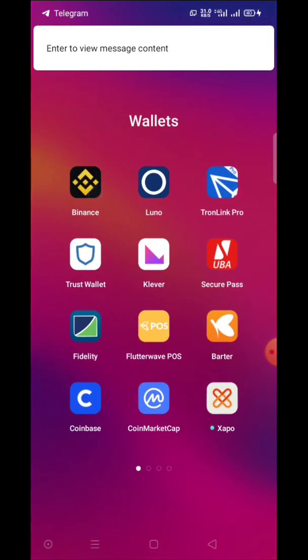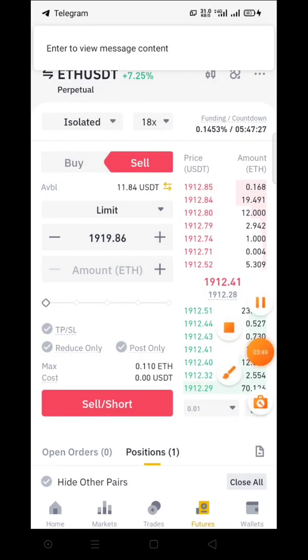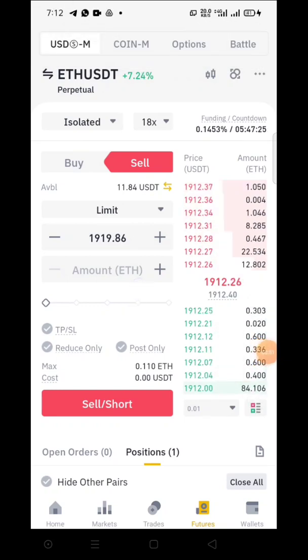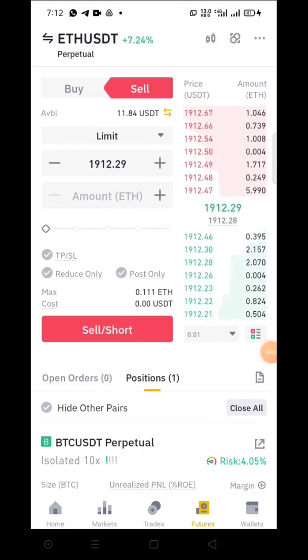Sorry, my screen. I'll teach you how to use the futures, and at the same time you can begin trading. I also teach you how to minimize risk in futures.